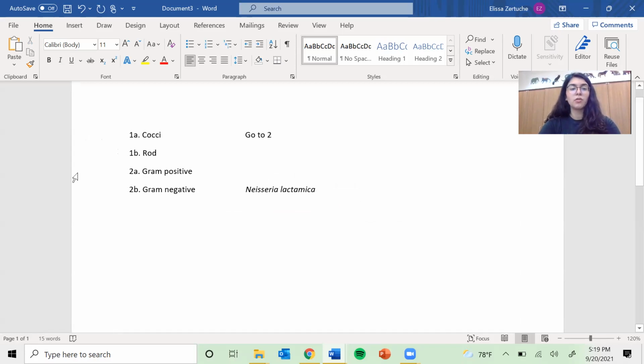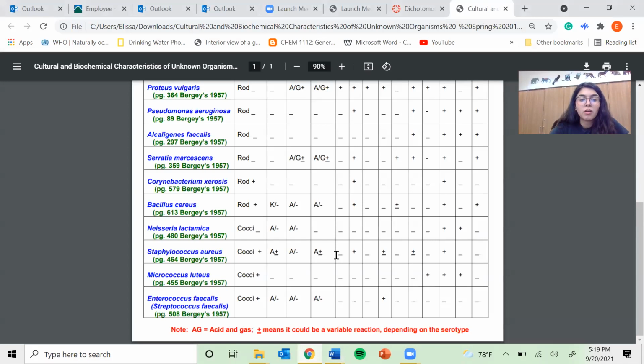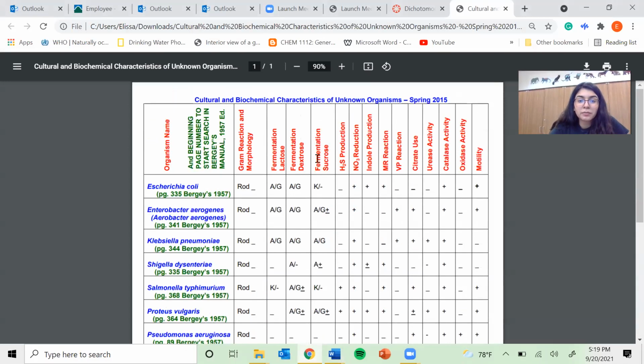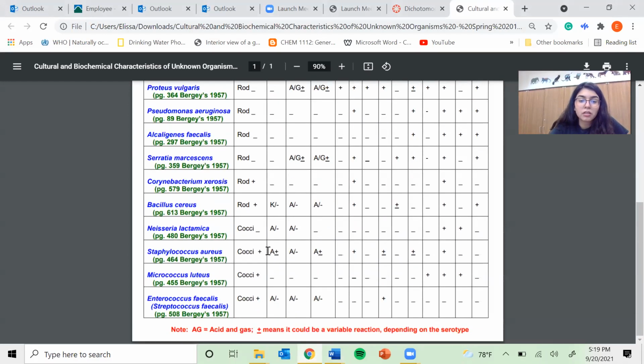Okay, so we have identified our only gram negative cocci. Can mark that off. Now we go on to gram positive, and there's three of those that we need to identify. So we will move forward. Next, we will be looking at, let's start with this one, fermentation of lactose.